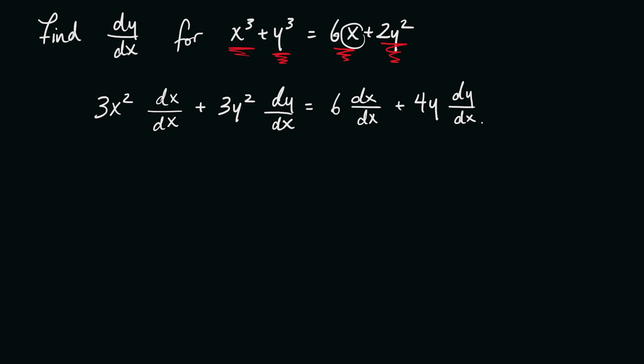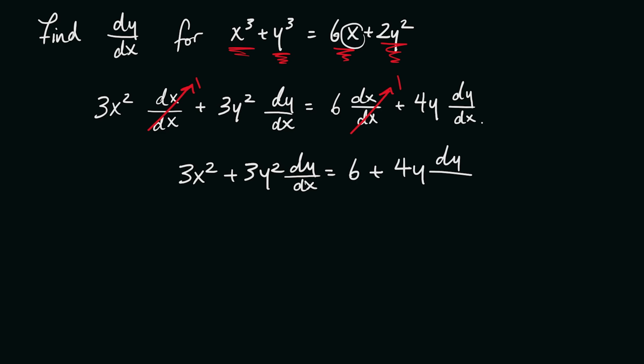Now, let's clean this equation up a little bit. So this gets crossed out to 1, and this also gets crossed out to 1. So what we have here is 3x squared plus 3y squared dy over dx equals 6 plus 4y dy over dx. Now, how can we make it so that we can isolate dy over dx? Because that's what you're trying to find.